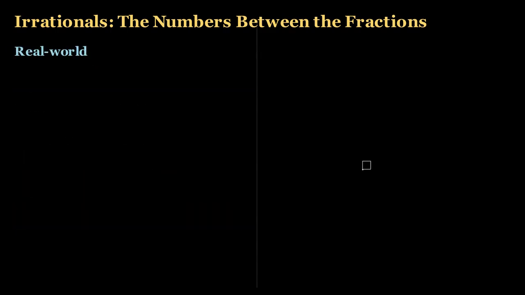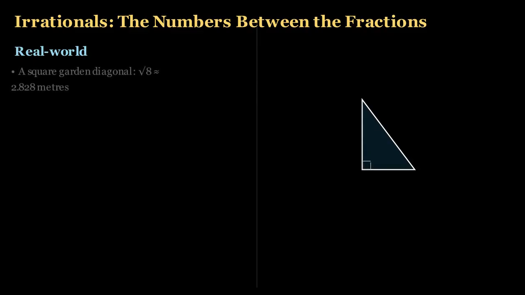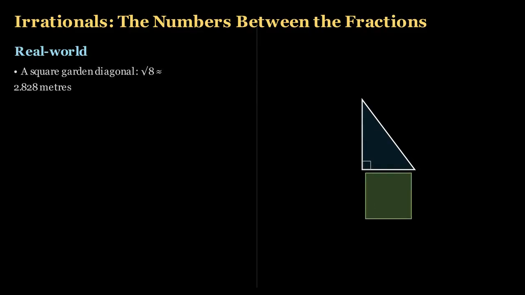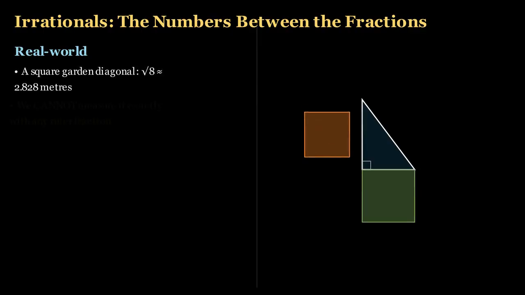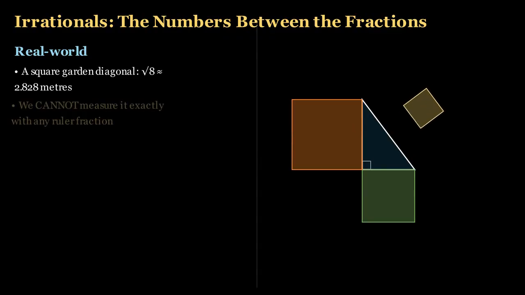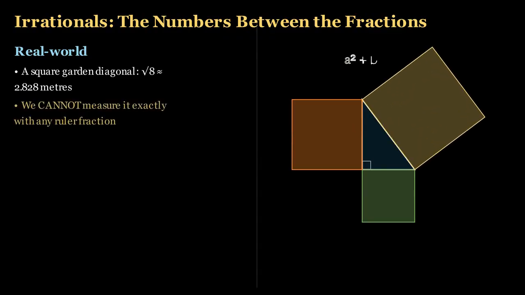Irrational numbers like root 2 appear whenever we deal with diagonals, and pi appears in every single circle, the ratio of circumference to diameter. They are not rare oddities, they are the silent majority of the real number line, making our world geometrically complete.